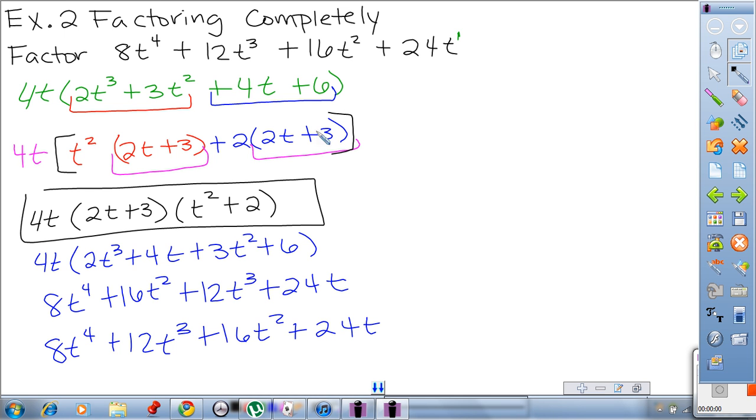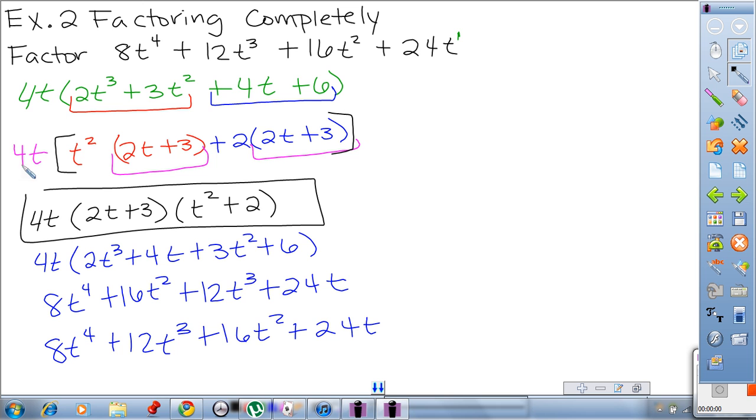So still 9/8, factoring by grouping. And in the last video, we had just completed this problem for example 2, factoring completely. We noticed that we had a GCF for all of our terms, and so we pulled out our GCF first, the 4t, and then we went on to factor by grouping the rest of our 4-term polynomial.